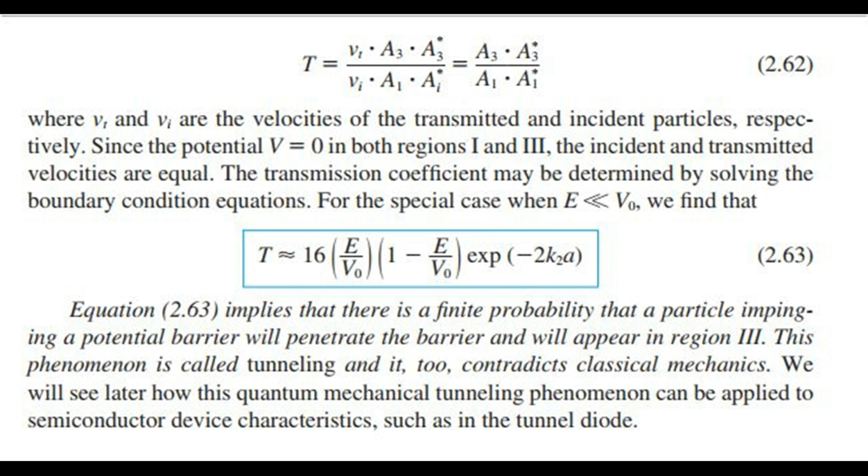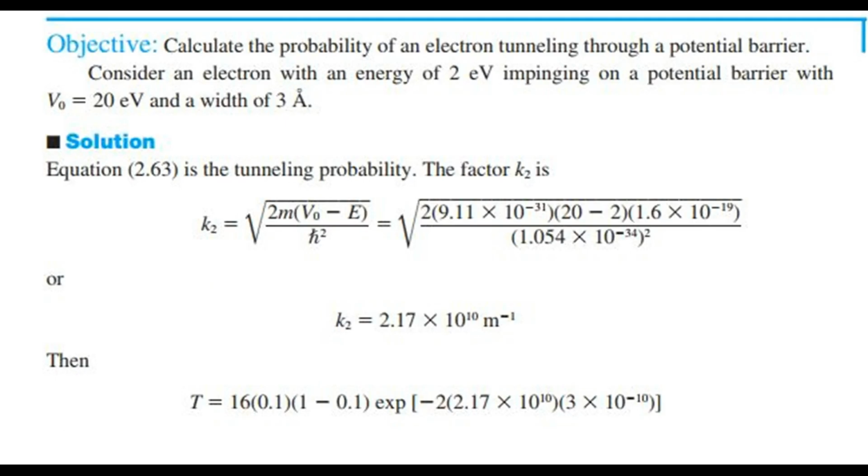For the special case when E < V0, we find that equation 2.63 implies that there is a finite probability that a particle impinging on a potential barrier will penetrate the barrier and will appear in region 3. This phenomenon is called tunneling and it, too, contradicts classical mechanics. We will see later how this quantum mechanical tunneling phenomenon can be applied to semiconductor device characteristics, such as in the tunnel diode. Objective: calculate the probability of an electron tunneling through a potential barrier.